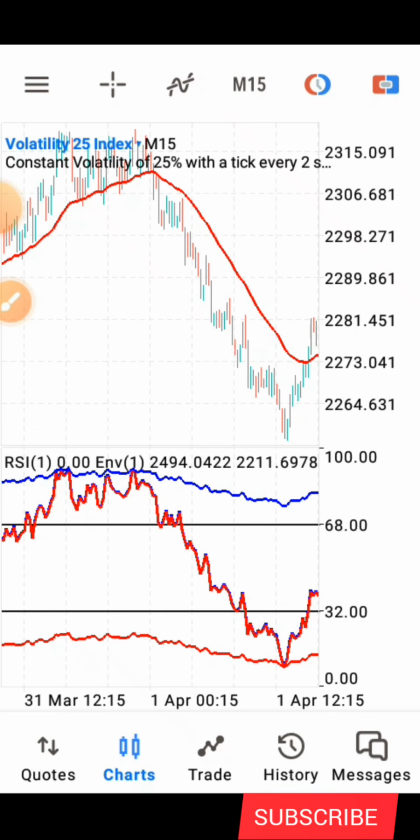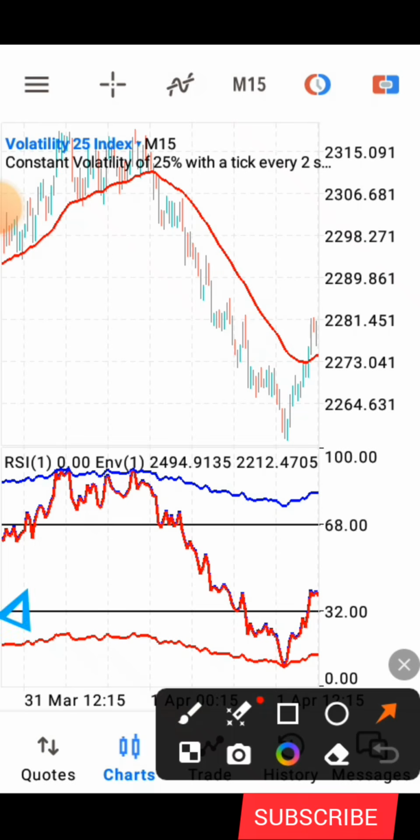Now that we are done with the settings, let me quickly explain how the strategy works. This is a very simple strategy to understand, guys. You see price moved to the overbought zone here. Whenever you see that price is above the 68, it's said to be in the overbought zone. Whenever you see that price is touching this blue envelope line above here, you just know that price has gotten to the overbought level.